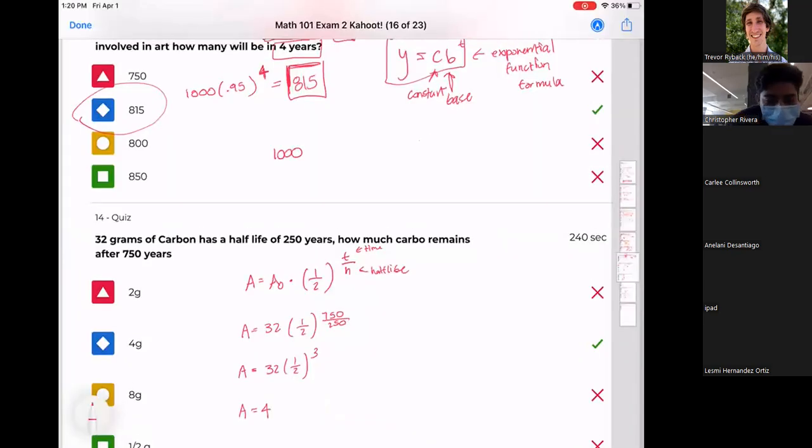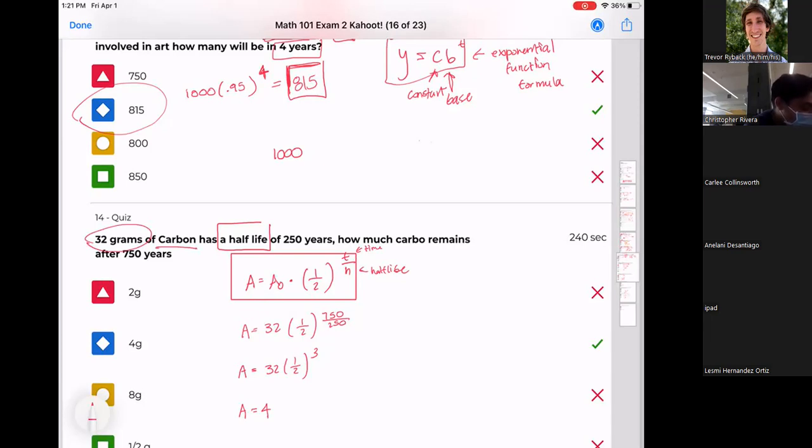For this problem, it's a half-life problem. We know that because it literally has the word half-life in it. So when we see that word, we're going to use this formula right here. It is our half-life formula. This A0 stands for our original amount. And the original amount is 32 grams of carbon, so I'm going to plug 32 right here.